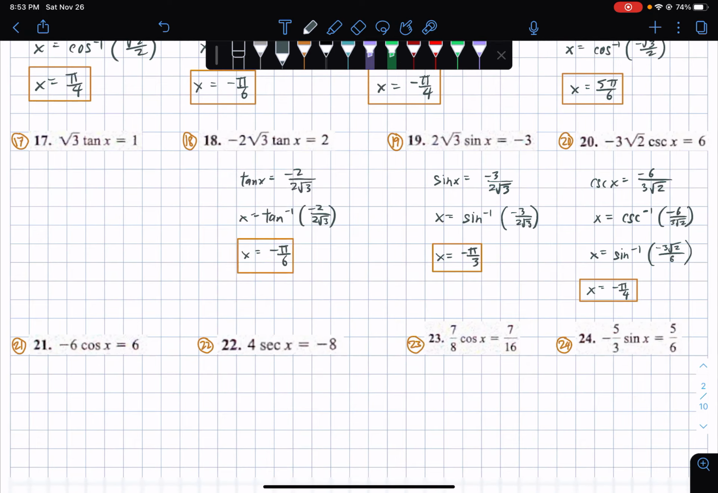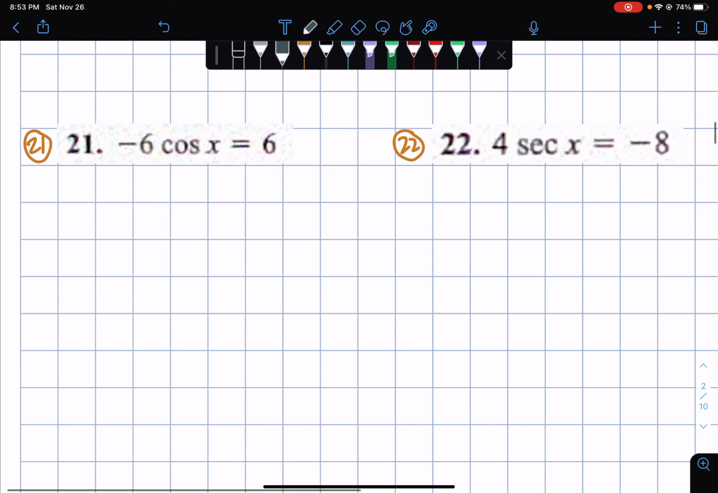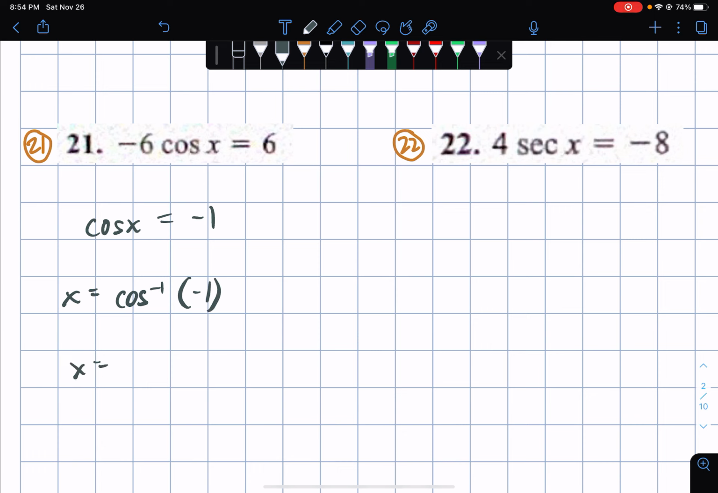Okay, so number 21, negative 6 cosine x is equal to 6. If you divide both sides by negative 6, we get cosine x is equal to negative 1. X is equal to the arc cosine of negative 1. That would be pi.